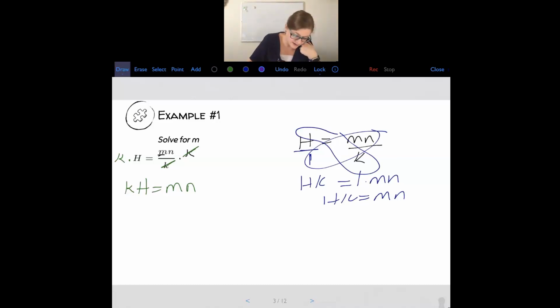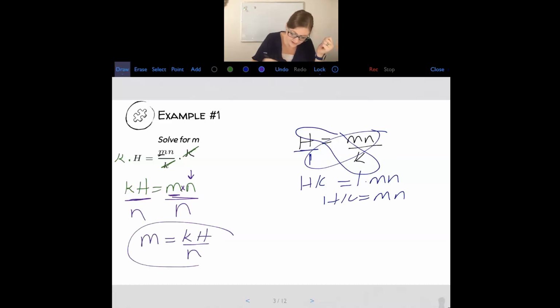Now we're being asked to solve for m, so the only thing in our way is this n. When two letters are next to each other like this, it means multiplication. So this is m times n. So in order to move the n, we need to divide, because multiplication and division would cancel out to be 1. So if I divide one side by n, I divide the other by n, and I get m is equal to kh over n. Okay, so this would be my final answer.